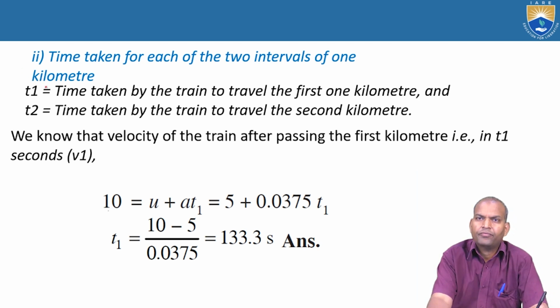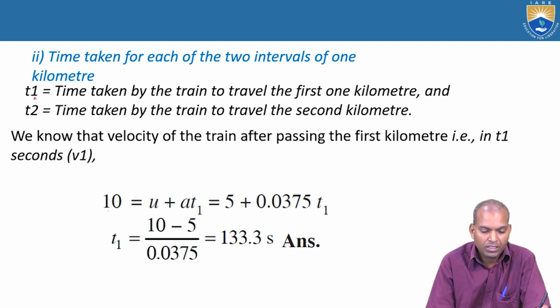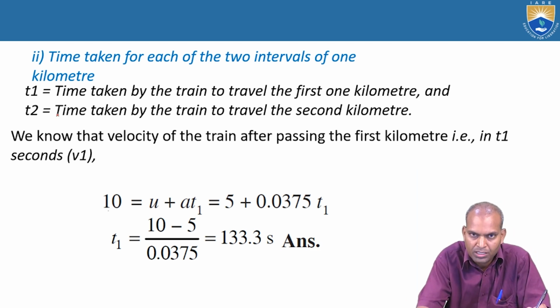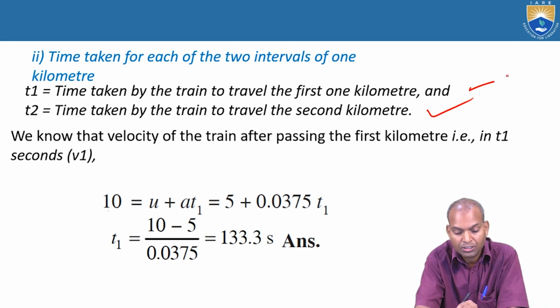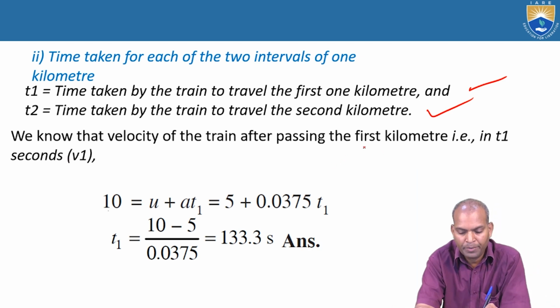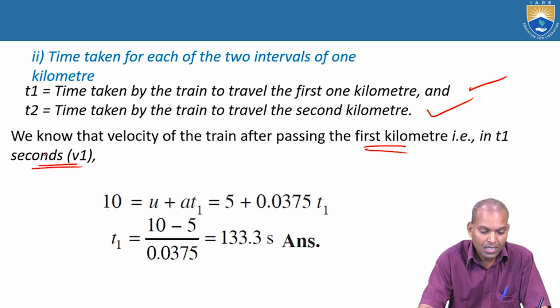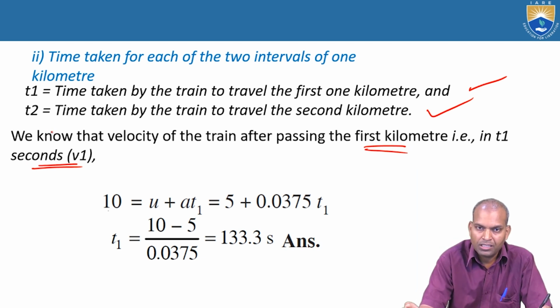What is the time taken for each of the two intervals of 1 kilometer? Now T1 is the time taken by the train to travel the first kilometer, and T2 is the time taken by the train to travel the second kilometer. That is T1 and T2. Now the velocity of the train after passing the first kilometer, that is in T1 seconds, is V1.